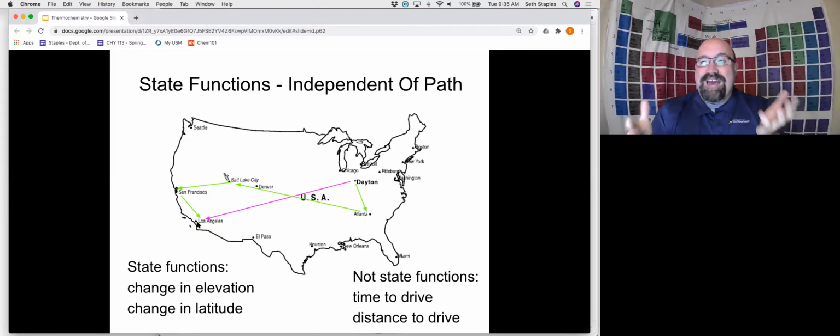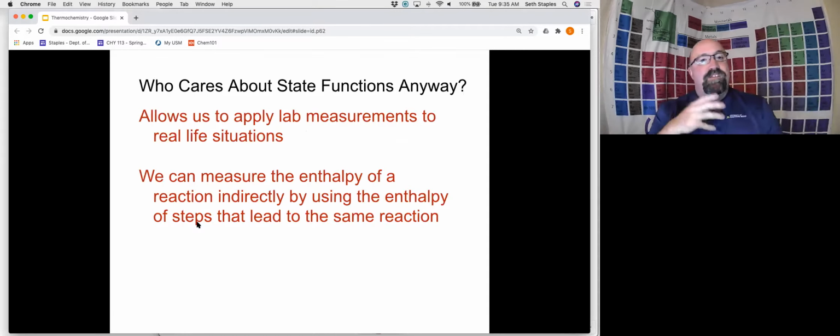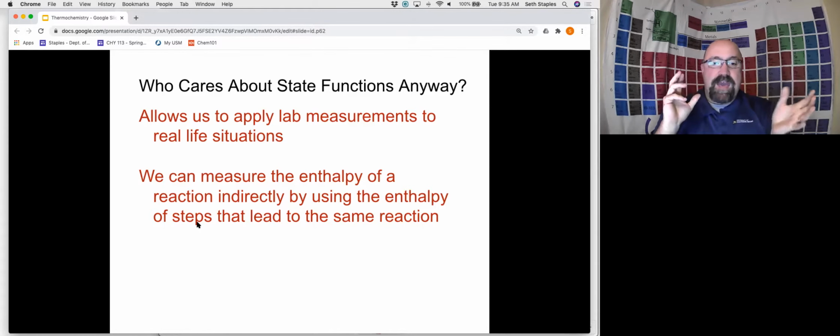We're going to apply the idea of state functions to energy equations, because what this enables us to do is apply lab measurements to real life situations. And so, in other words, if we want a reaction A goes to B, whatever A might be and whatever B might be, but we can't measure A to B directly.